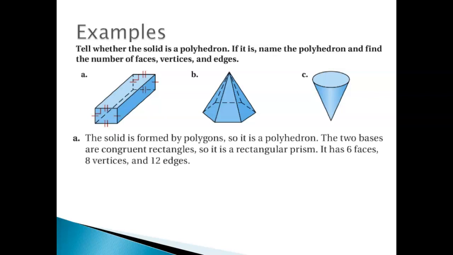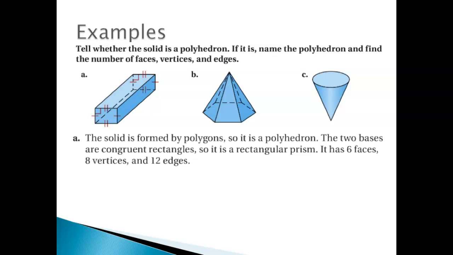Let's look at the next one. This solid, it looks like it is completely made up of triangles and a hexagon. So we would say this is a polyhedron. Now, how would we name this polyhedron? Well, since the base is a hexagon and it only has one base, we would call it a hexagonal pyramid. Now, how many faces does this have? It has the one on the bottom, and it has 6 going around, so that would be 7 faces altogether.